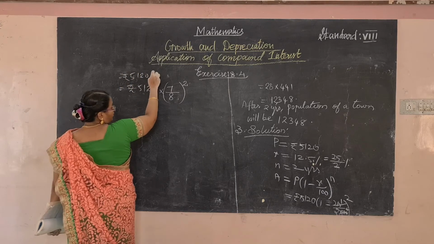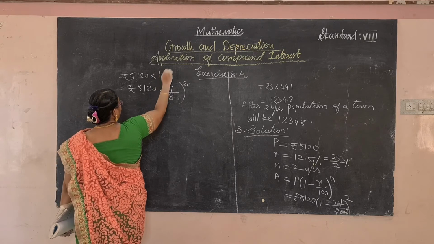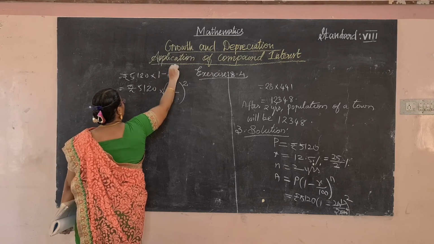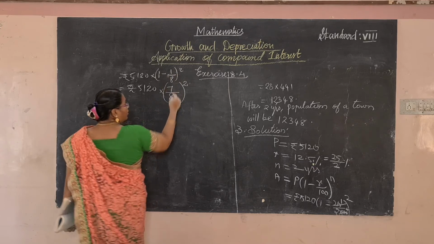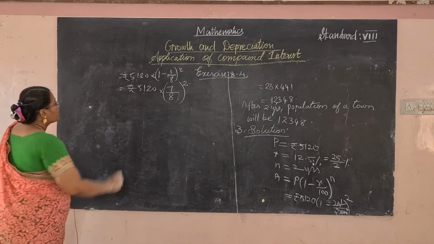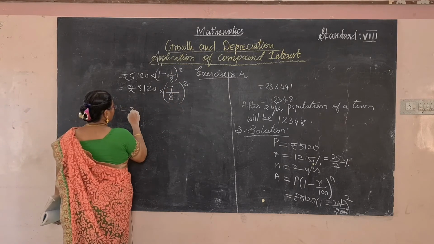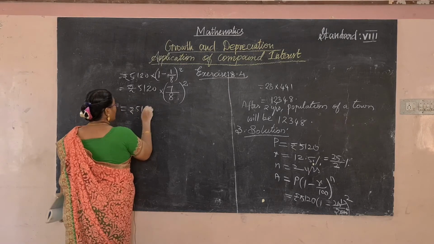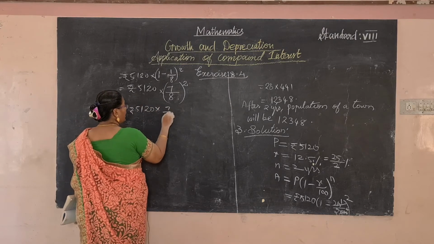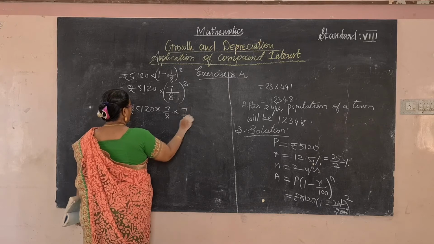5,120 into (1 minus 1 by 8) the whole power 2. Okay, now we have written it like this, right? So 5,120 into 7 by 8 into 7 by 8.